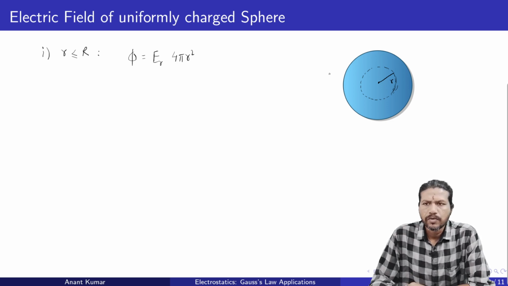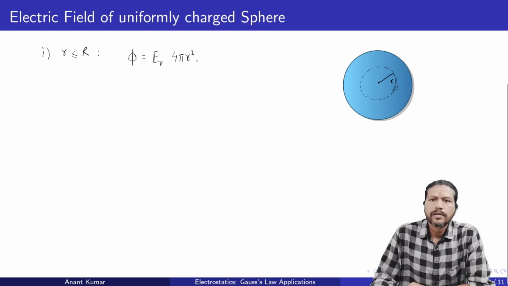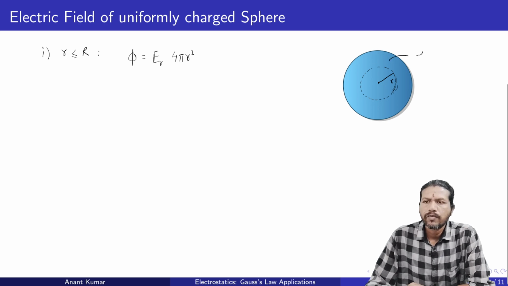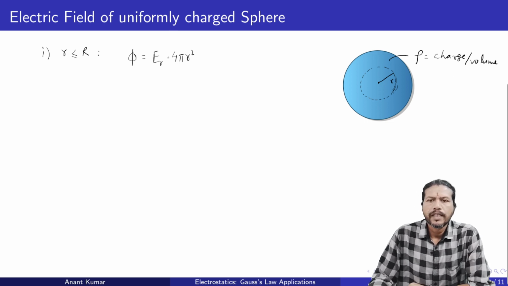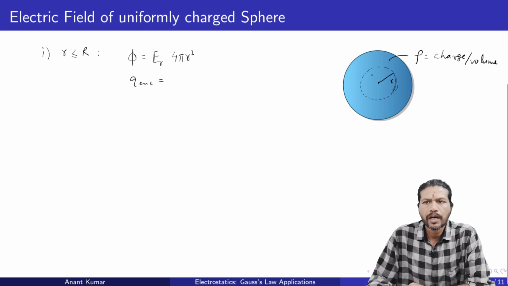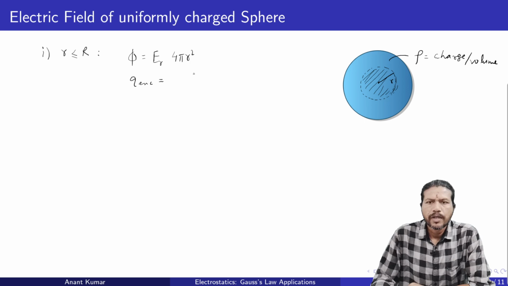Now what about the charge enclosed? In this case the sphere is uniformly charged. Let's consider the volume density of charge as rho. So this is nothing but charge per unit of volume. Then the charge enclosed by our Gaussian surface will be nothing but the charge in this part of the sphere. That can be obtained by multiplying the density and the volume, which is 4 by 3 pi into small r cube.